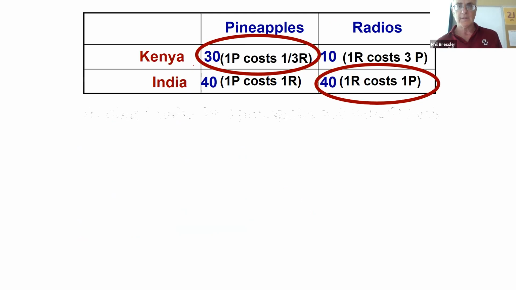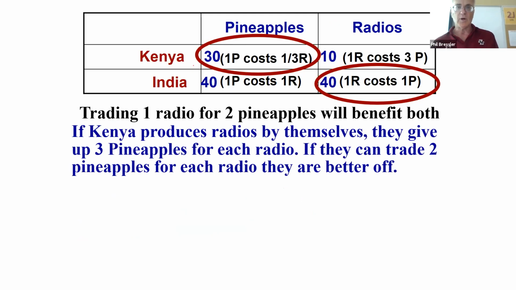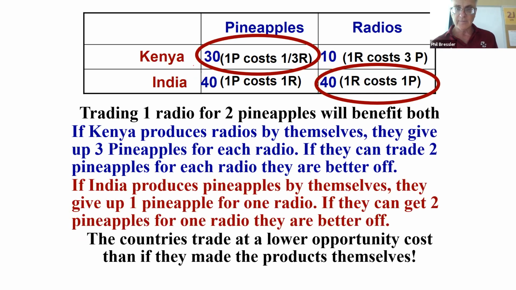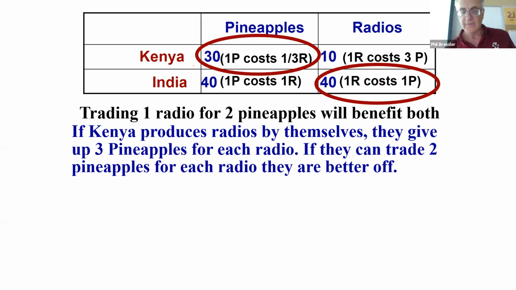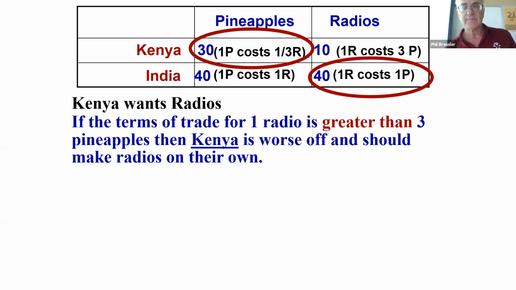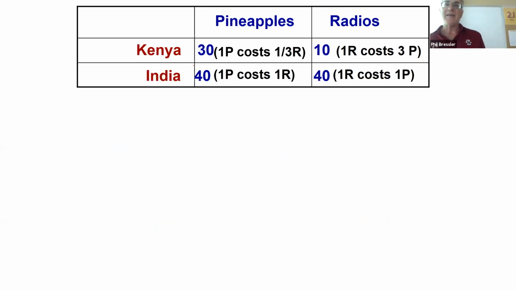Okay. And then this is just what we talked about. 1 radio for 2 pineapples will benefit both. Ryan, you did a great job doing that. All right. And just remember, when we do the other over, and I got 10 over 30, the 1/3 and 1 represents opportunity cost. All right. And you're always looking for the lowest opportunity cost. Now, if I just erase this for a second. Now, if they asked, which country has the absolute advantage in pineapples?